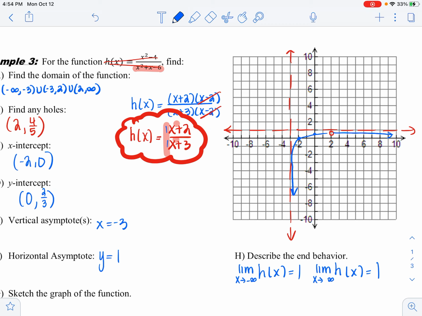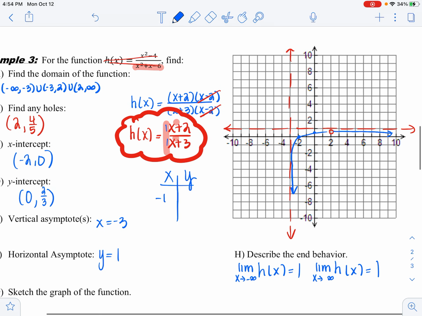Right? But if you look to the left of my vertical asymptote, I don't have anything. So I have to make a table of values. And I have to plug in a value to the left of my vertical asymptote. I'm going to plug in -4. So I have -4 plus 2, which is -2, over -4 plus 3, which is -1, and that's 2. So -4, 2. And there's that piece right there.